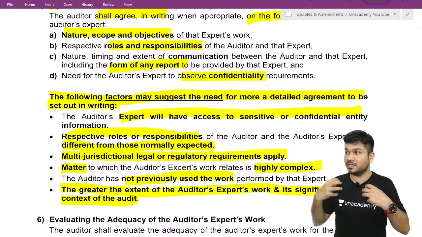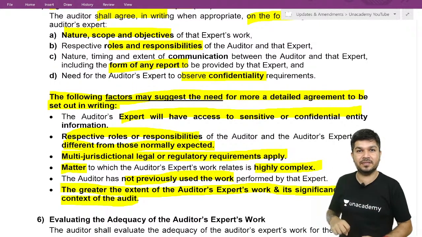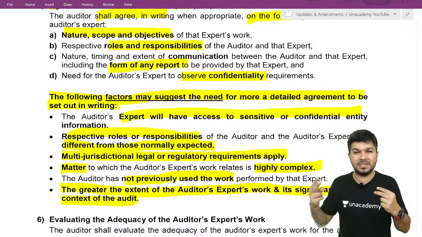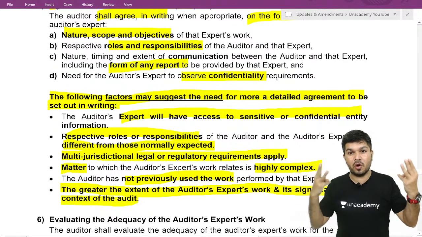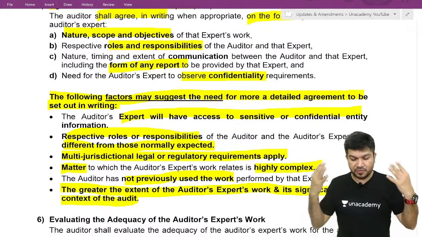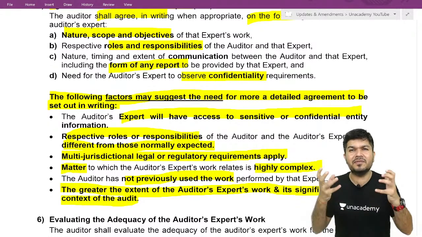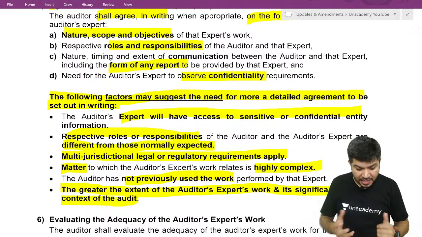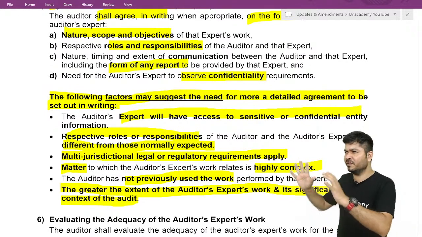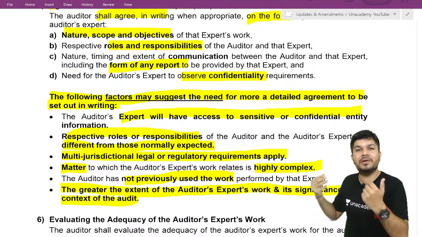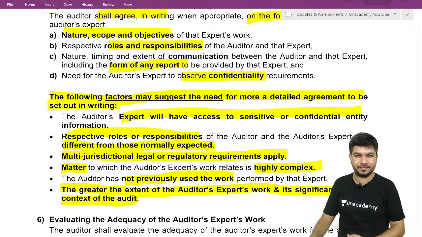When he will have access to sensitive data of our client. Two, the roles and responsibilities are different than what is usual. Three, multi-jurisdiction legal requirements apply. Four, the matter is highly complex. Five, we are working for the first time. Or last one, they're telling the greater the extent of the auditor's expert work. If he is covering a large area, I should have a detailed agreement with him.